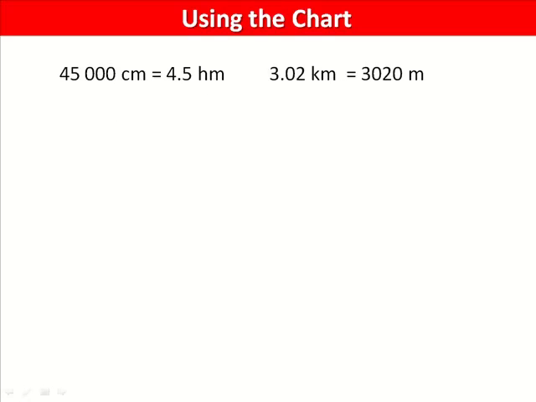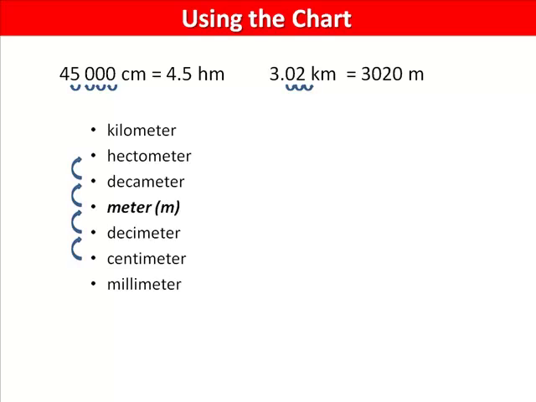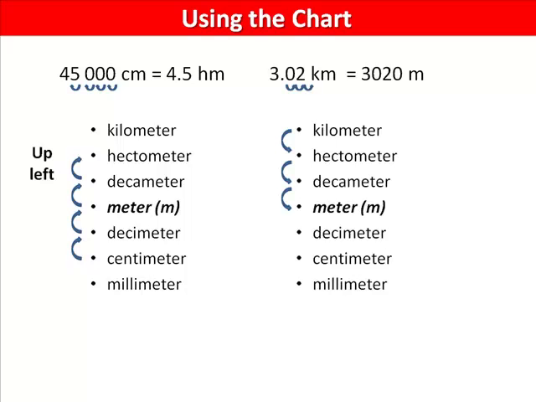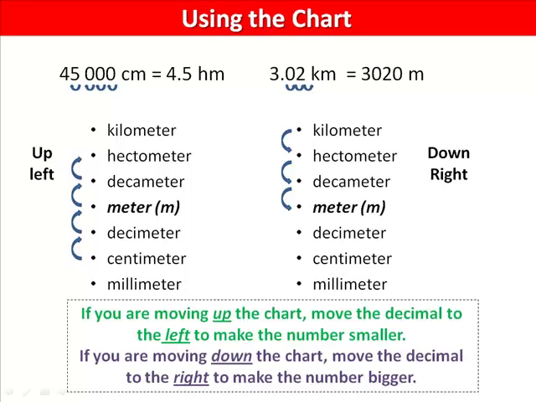Sometimes it can become confusing on which way to move the decimal. In our 2 examples, one time we moved the decimal left to make the number smaller, and one time we moved the decimal right to make the number bigger. Notice that when we're moving up the chart, as in the first example, the decimal moved left. In the second example, we were moving down the chart and the decimal moved right. So, if you're moving up the chart, move the decimal to the left to make the number smaller. If you are moving down the chart, move the decimal to the right to make the number bigger. The trick is to remember up, left, down, right.